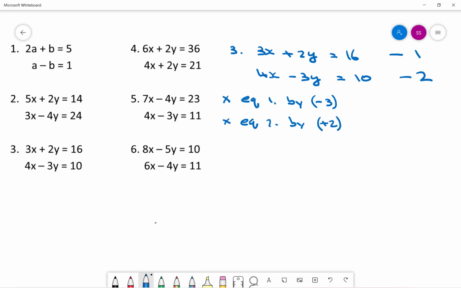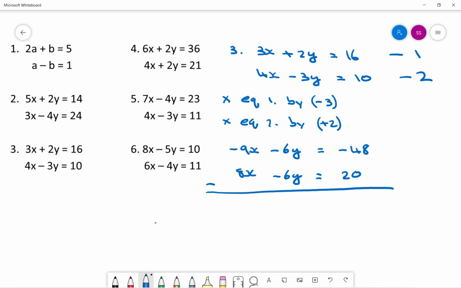So what you can see here is I've just swapped the coefficients of y, that is the 2 and the negative 3, and multiplied them into the opposite equation. When we do that, let's watch what happens. So for equation 1, 3x times minus 3 will be minus 9x, plus 2y times negative 3 will be negative 6y, and 16 times negative 3 will be negative 48. For the second equation then, let's multiply through by plus 2. Well, 4x times 2 is 8x, negative 3y times 2 is negative 6y, and plus 10 times 2 is plus 20. My y terms now are the same.